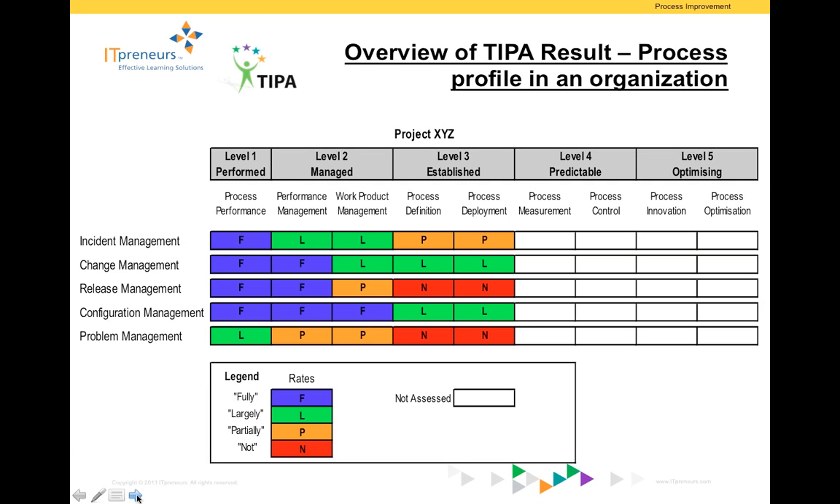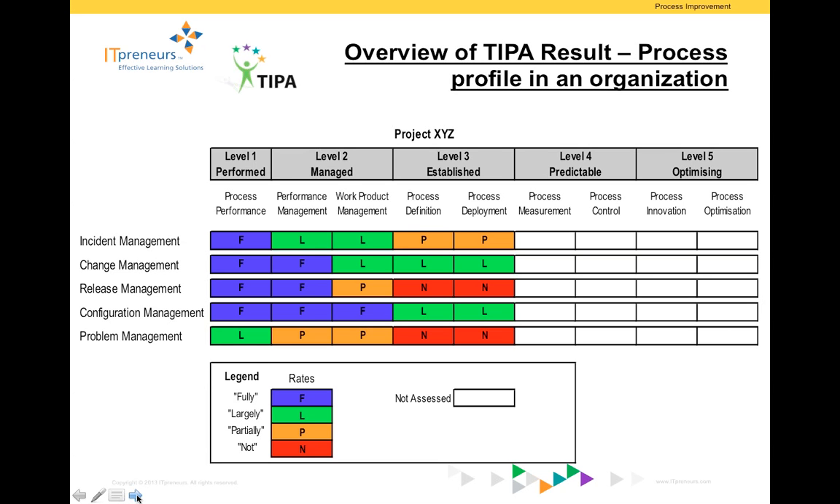Each of these levels, as you could see, I've mentioned just under it. So level 1, we could see process performance. This is the one attribute that we're evaluating for level 1. Level 2 has 2 attributes, and the same for the subsequent levels. So level 2, performance management and work product management. These are the 2 attributes that we will be assessing to determine if an organization is at level 2 or not. And then level 3 and 4 and 5 with each one of their attributes as well.